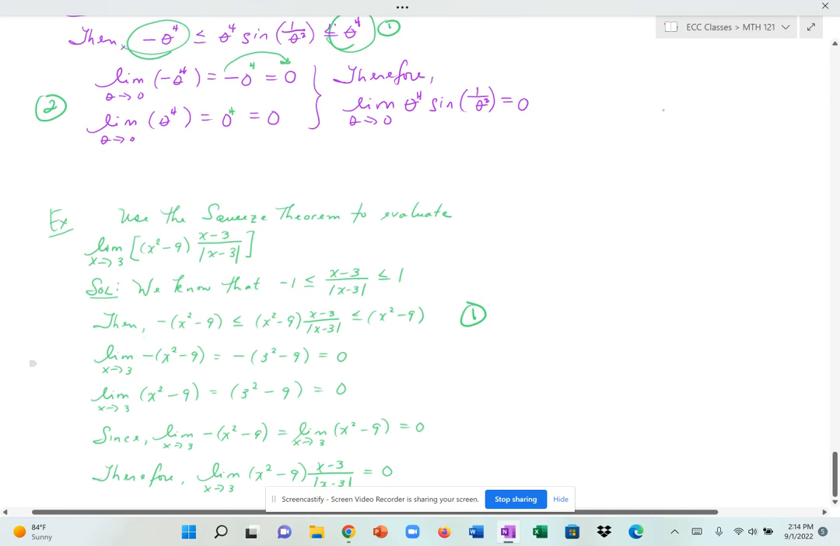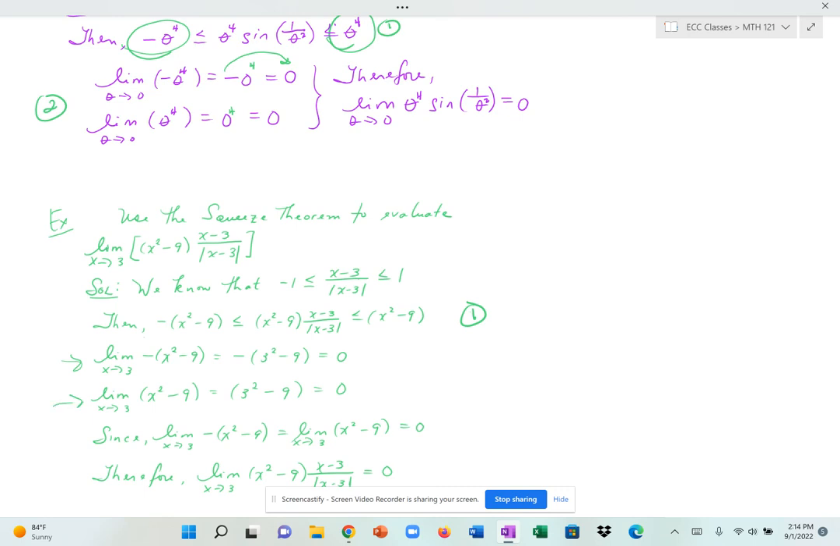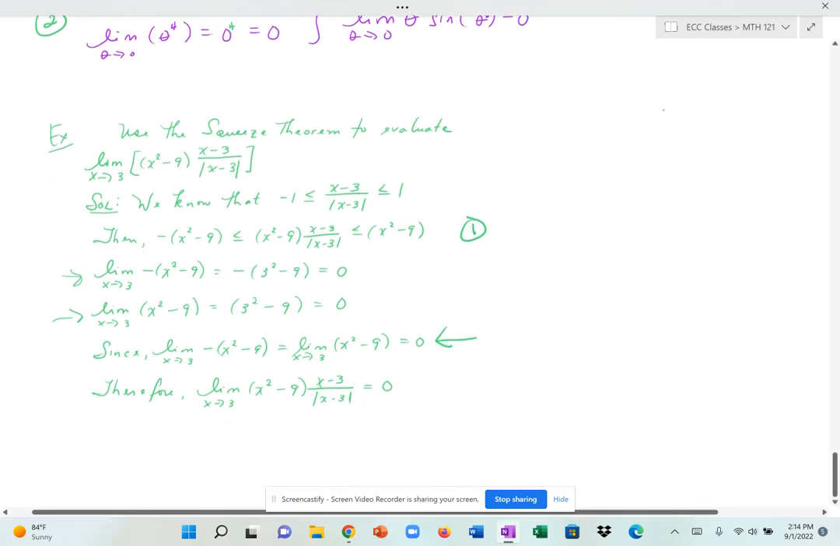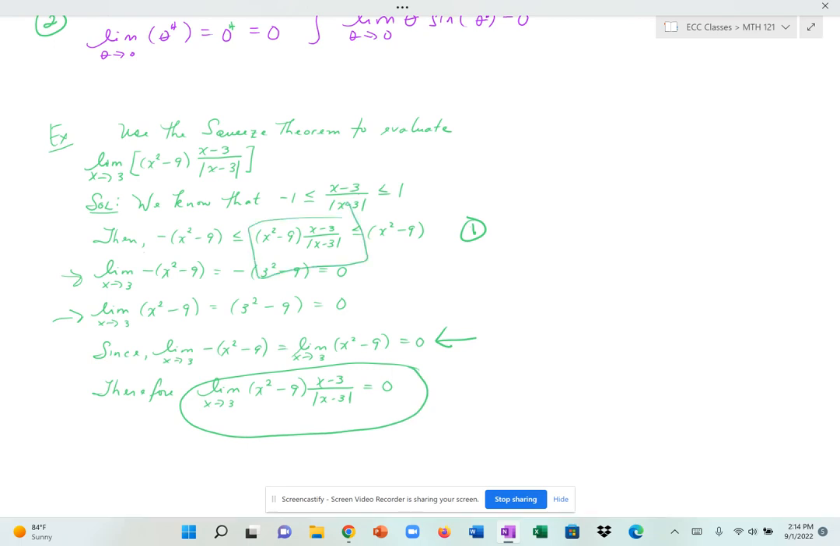So the one below has a limit value of 0. The one above also has a limit value of 0. Since these two are equal, then you can conclude that the limit of the one that's in the middle, so this is what I mean by the middle, also has the same limit value. So this was the second part that needed to be proven according to squeeze theorem, and that's it.